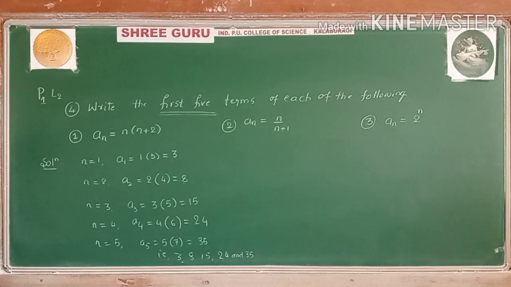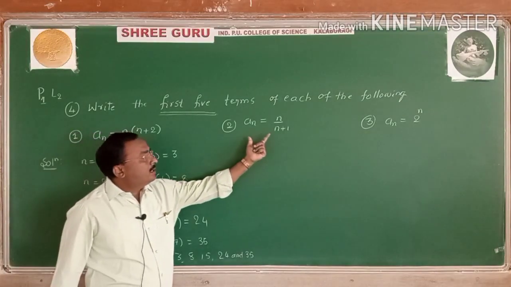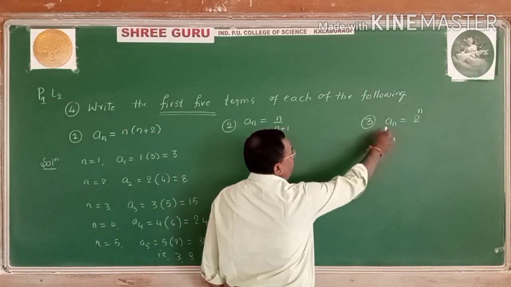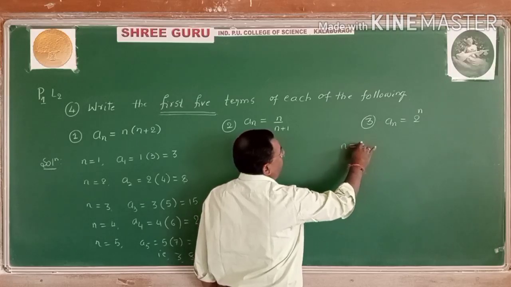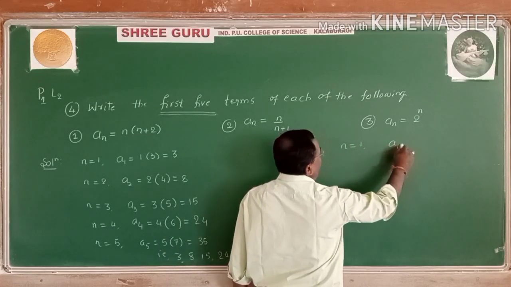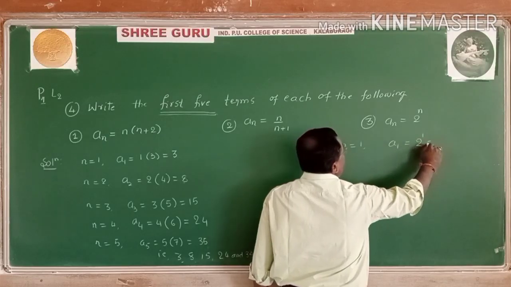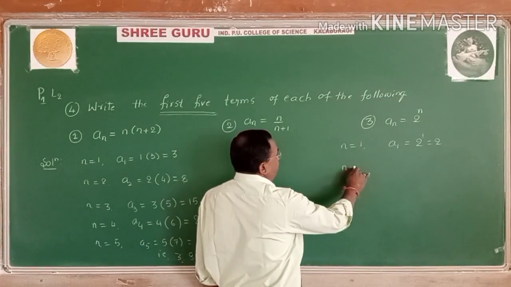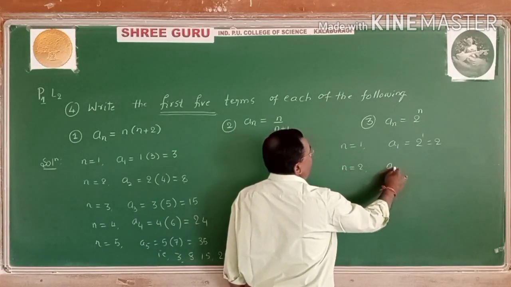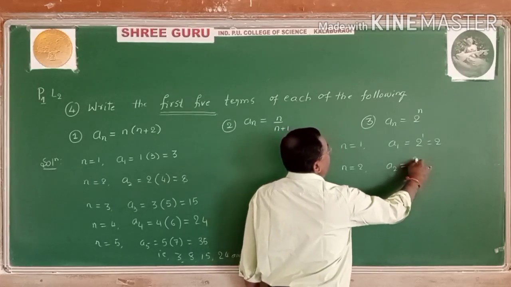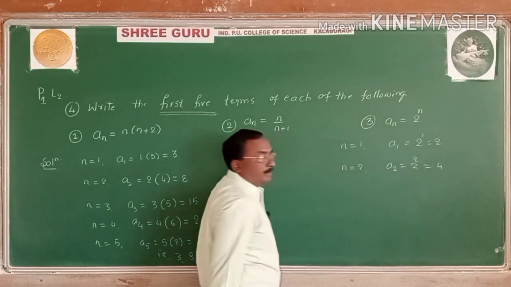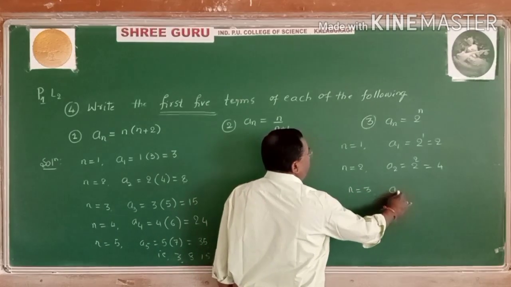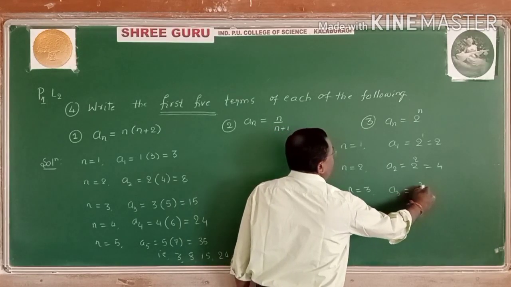35, that is. Same as it is, use this one, you do this in your homework. That is the third one, I will explain. Put n equal to 1 up to 5 terms. For n equal to 1, a1 is equal to 2 power 1, value is 2. For n equal to 2, a2 is equal to 2 power 2, value is 4. For n equal to 3, a3 is equal to 2 to the power 3, 2 cube is 8.